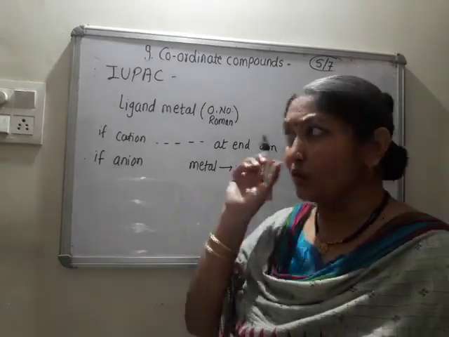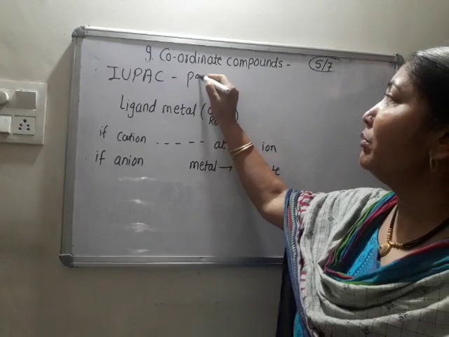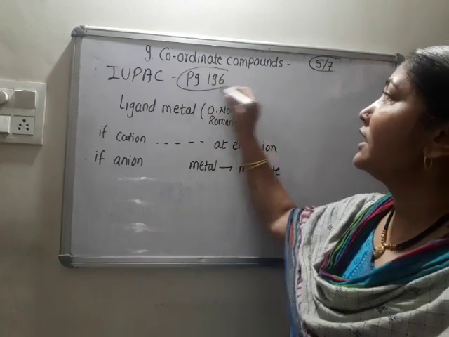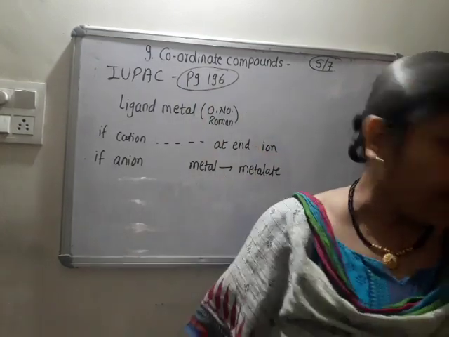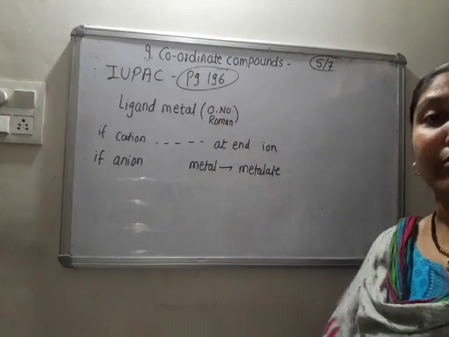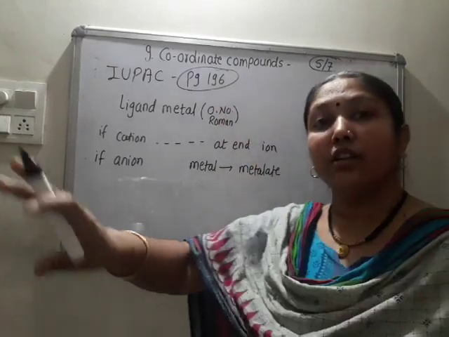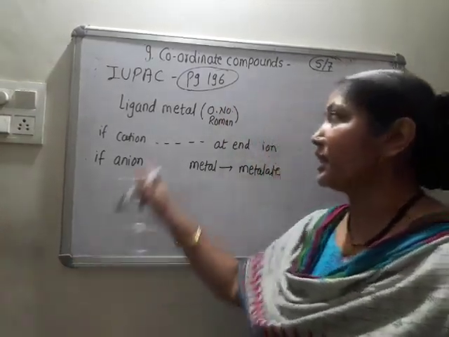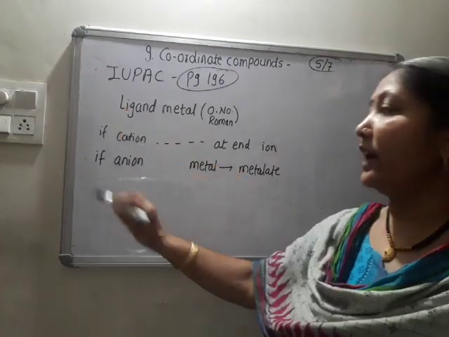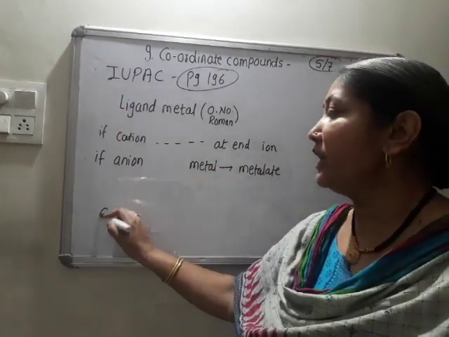Remember these certain rules. In your textbook, page number 196. Yes, see that table. Very, very important. If you see that table, your IUPAC nomenclature will be perfect. I'll tell you one example. The example is again the same.